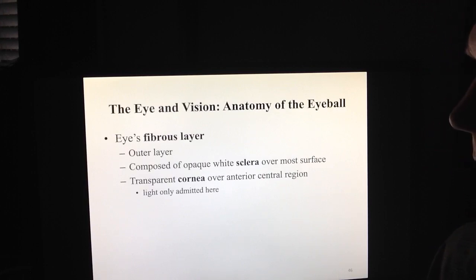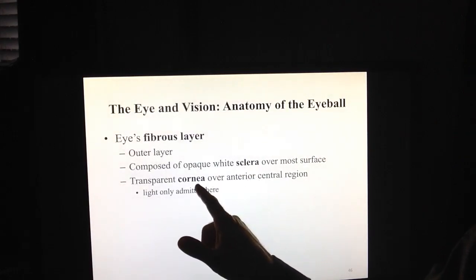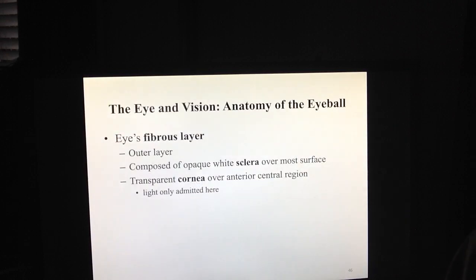and do your best to answer the questions, understand the anatomy. Alright, the fibrous layer is the outer layer. The white of the eye is called the sclera. It's continuous with the transparent, see-through part, the cornea. That's the outer part of the eye. So take a look at your eyes in the mirror sometime, and you'll see the sclera, the white of the eye, and you'll see the cornea as well.